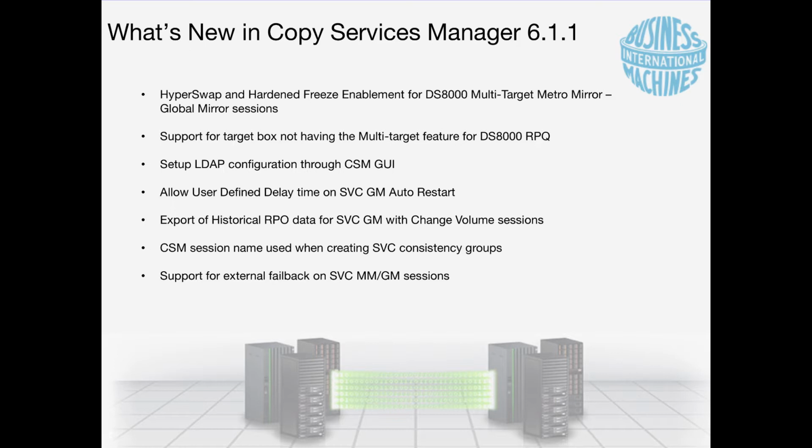The first feature is Hyperswap and HardFreeze enablement on the DS8000 multi-target Metro Mirror and Global Mirror sessions. So we have 2 multi-target MMGM sessions. Both of them have the Hyperswap HardFreeze capability now in 6.1.1. We added support for the target box not requiring the multi-target feature code. There's a DS8000 RPQ, which I'll talk about, that allows you to do migrations to boxes that have multi-target.